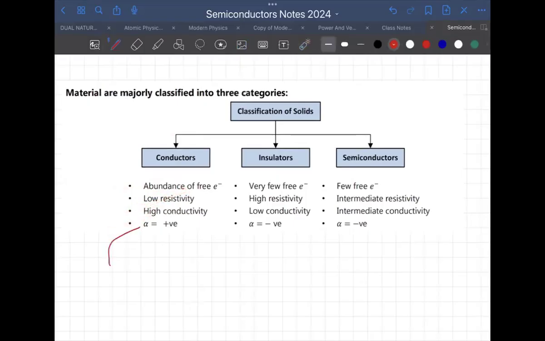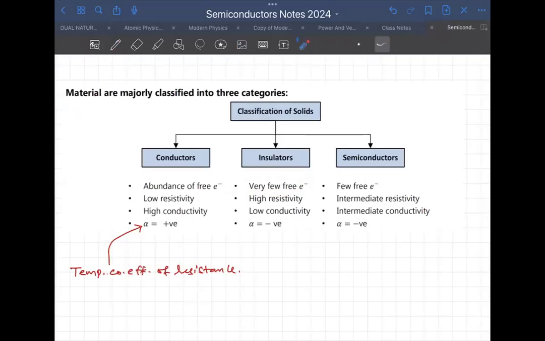temperature sensitivity. Alpha is the temperature sensitivity factor. I should say temperature coefficient of resistance. The temperature coefficient of resistance is positive, which means on heating, with the rise of temperature, the resistance or resistivity of this material will increase. More or less, you find the same situation in insulators.